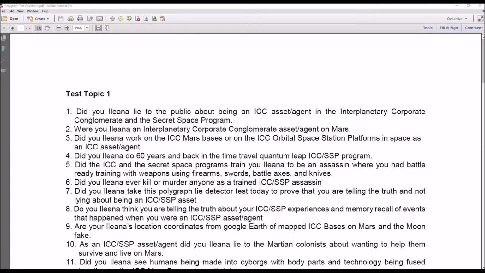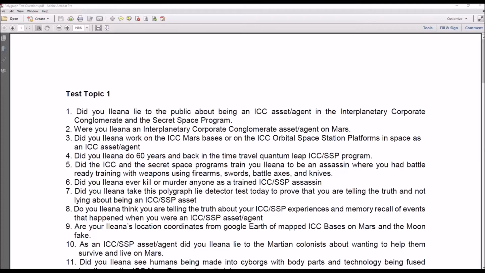As an ICC SSP asset agent, did you, Ileana, lie to the Martian colonists about wanting to help them survive and live on Mars? Yes. And the reason why my answer is yes is because subconsciously the ICC programmed me to lie to the Martian colonists as I was interacting with them, to say that yes, I was liaising with them to help them to improve their living conditions on Mars.